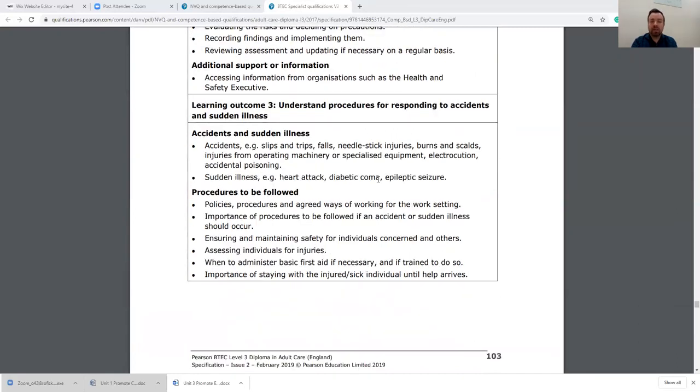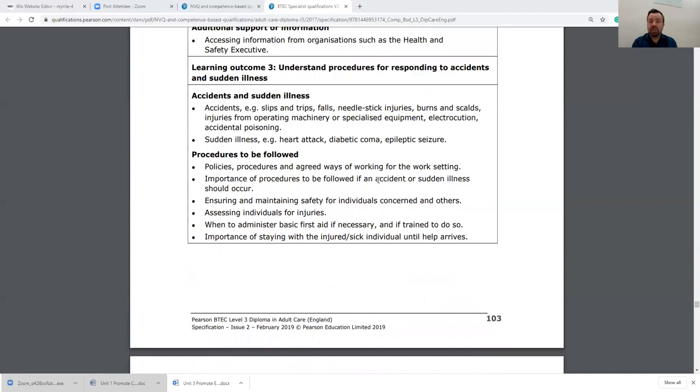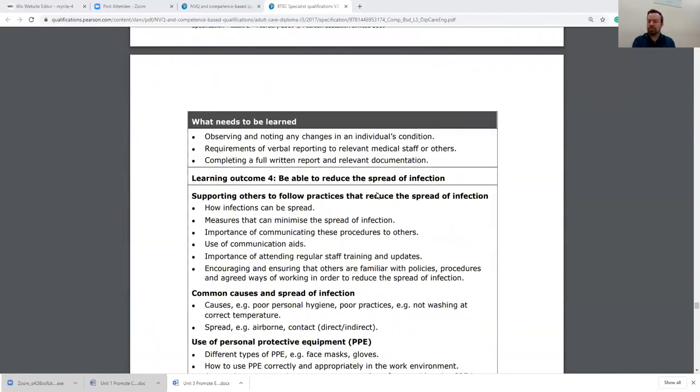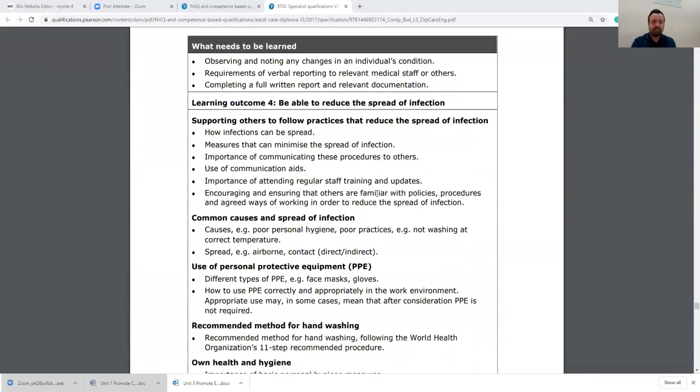In learning outcome 3, we talked about procedures for responding to accidents and sudden illnesses. We looked at accidents as maybe slips and falls, and we looked at injuries that could happen there. And we looked at sudden illnesses such as diabetes, epilepsy. We talked about the need to know how to look after ourselves and how to report those. And again, we've all done our first aid training, so we should be aware of our priority of life and how to conduct a primary survey.